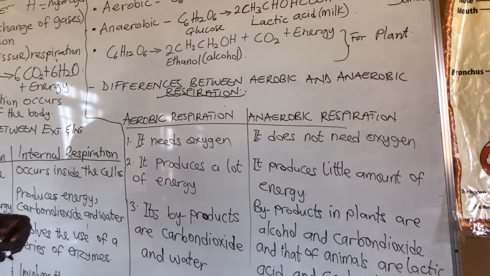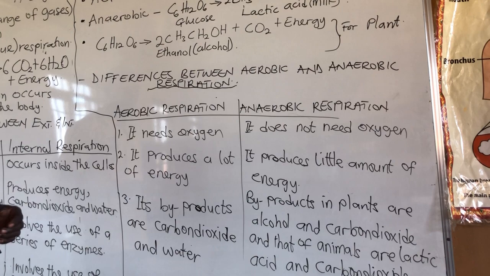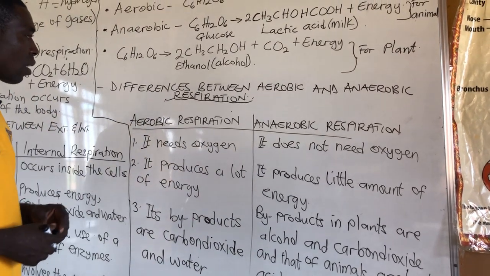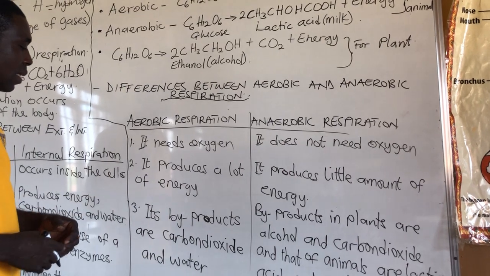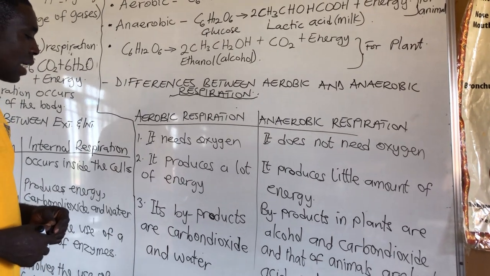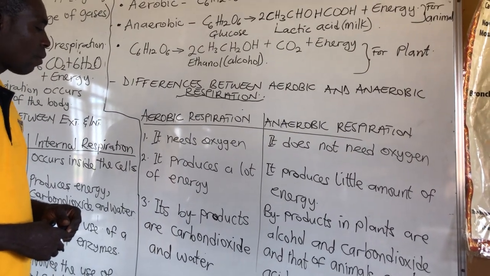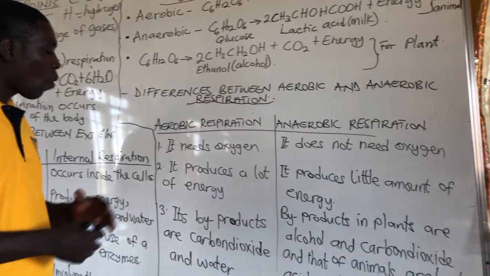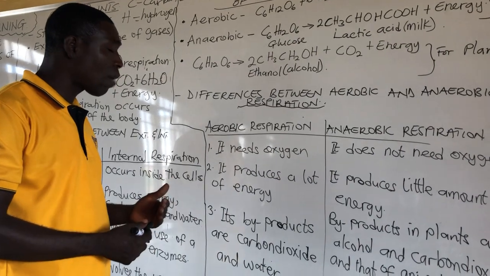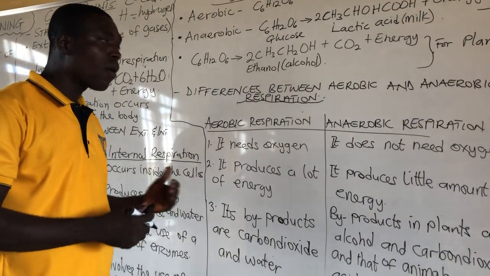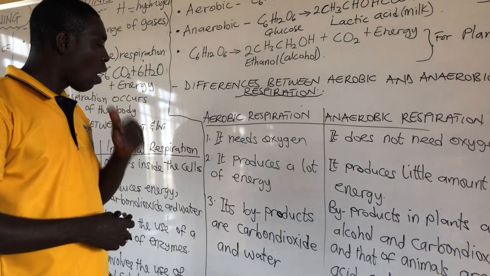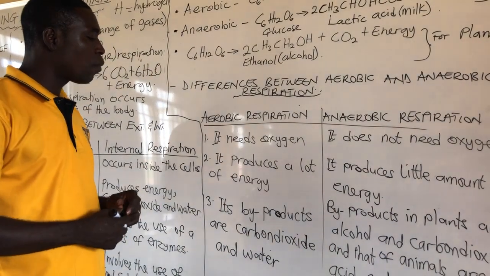Now the third difference is the byproducts. For aerobic respiration, the byproducts are carbon dioxide and water. That is after the reaction. When air enters the body, what comes out is carbon dioxide, which is the waste air, and also water. So that is what we call the byproduct of aerobic respiration.